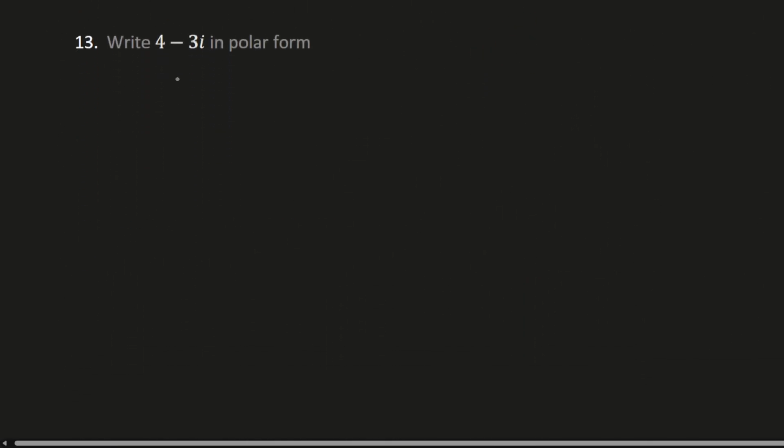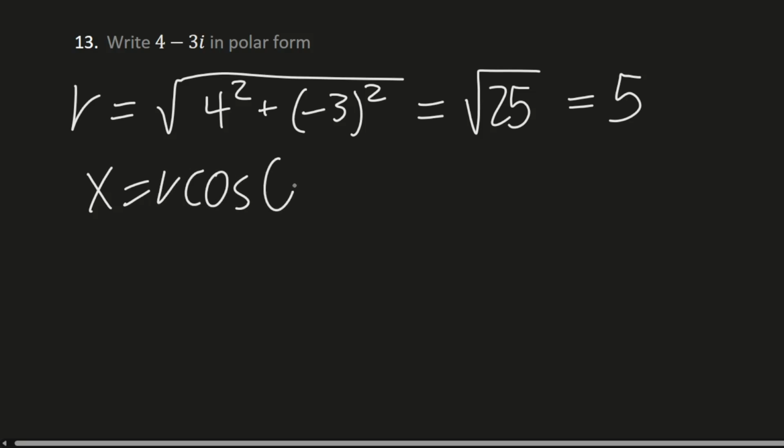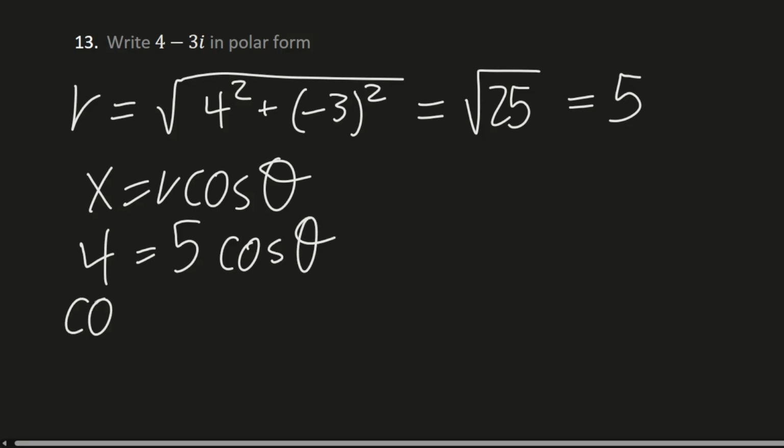Okay, question 13, we solve for the modulus. Equal to square root of 25 is equal to 5. I'm going to use x is equal to r cos theta because I don't want to deal with a negative. 4 is equal to 5 cosine of theta, so cosine of theta is equal to 4 over 5.